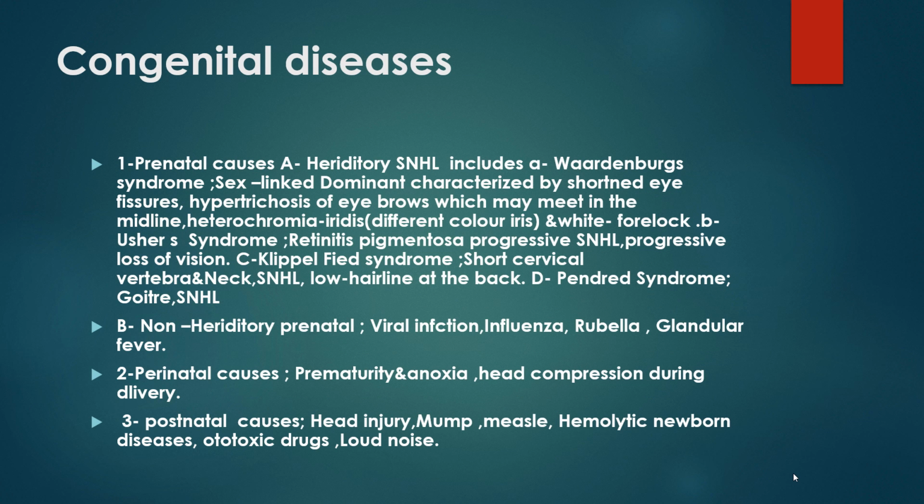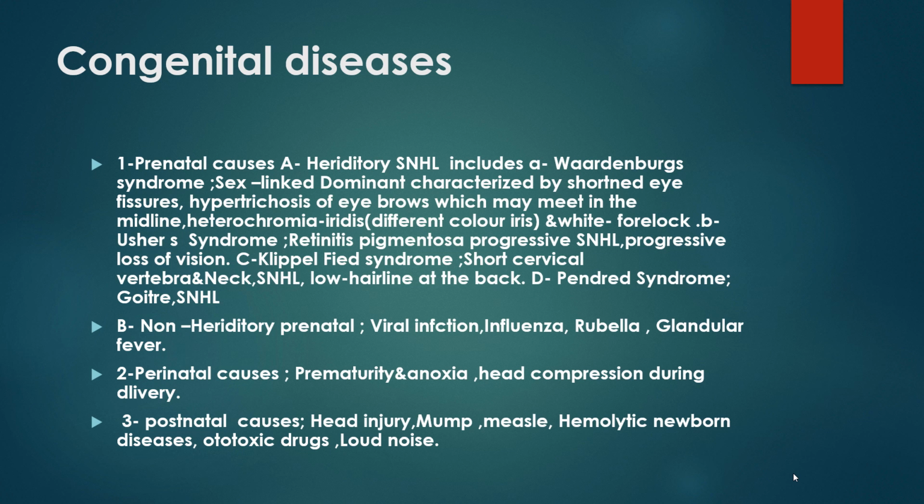Now regarding the congenital diseases of the inner ear, its causes may be either prenatal, perinatal or postnatal. Regarding the prenatal causes, we have hereditary sensory neural hearing loss. This includes several syndromes. On top of all is the Waardenburg syndrome. This is an X-linked dominant condition characterized by shortened eye fissures, hypertrichosis of the eyebrows, which may meet in the midline, heterochromia iridis, different color irises, and a white forelock.